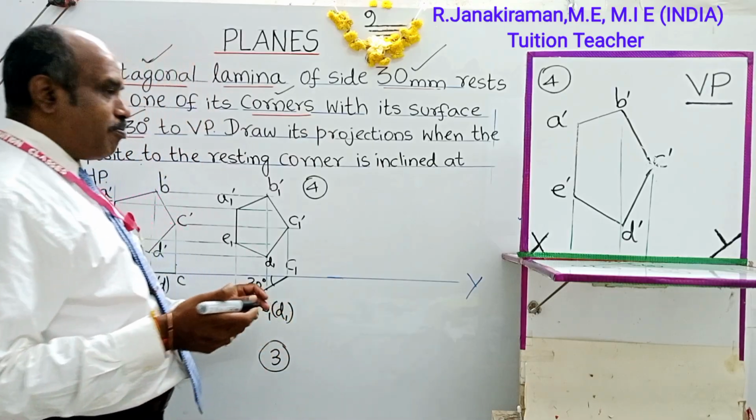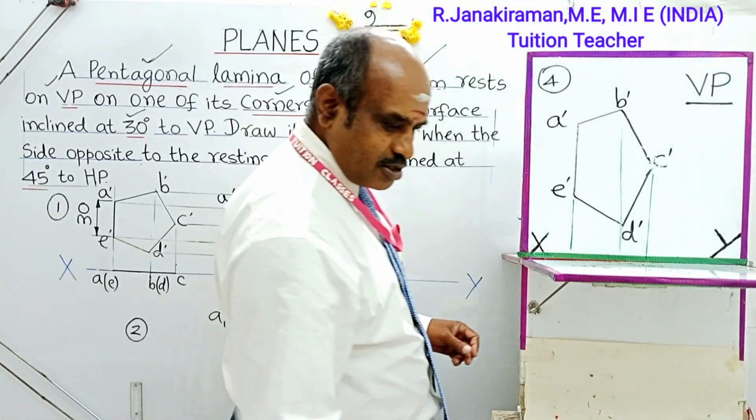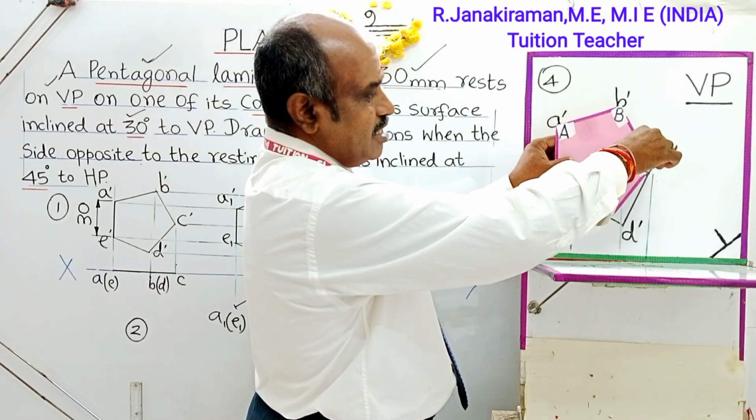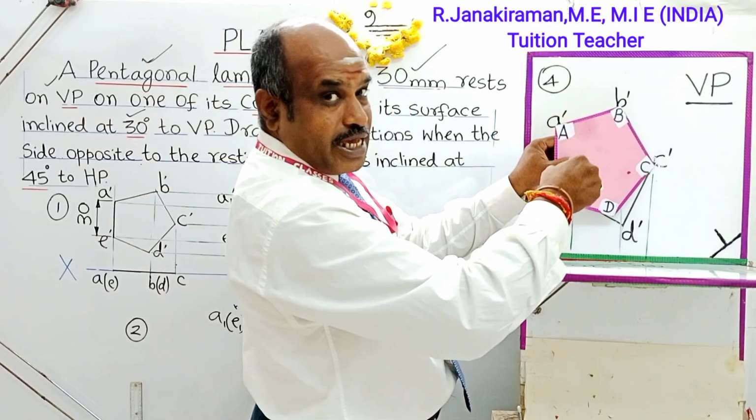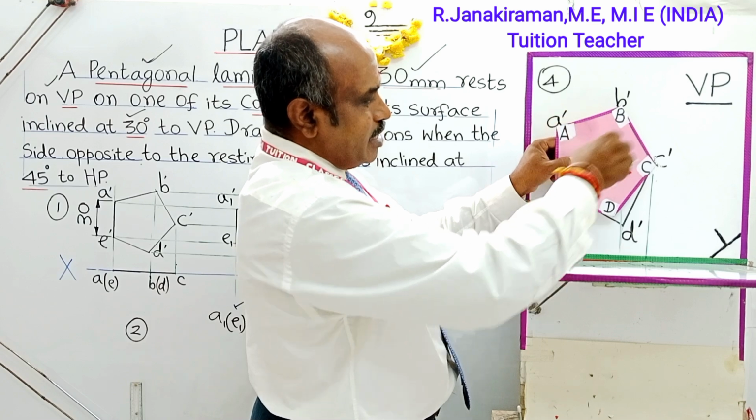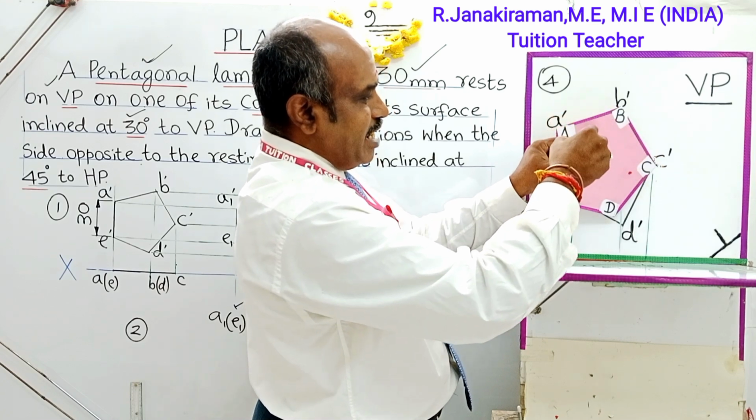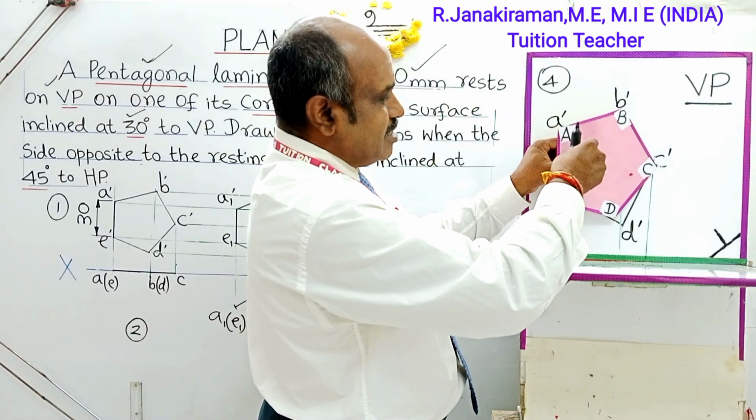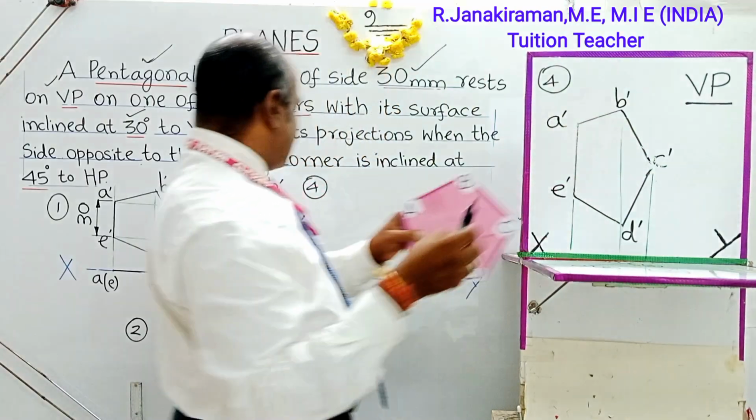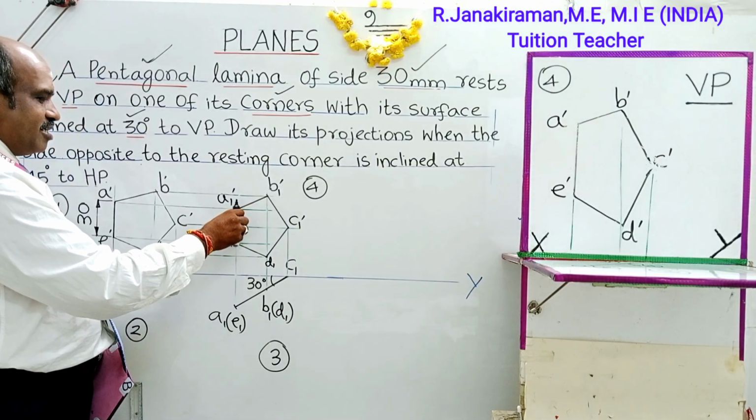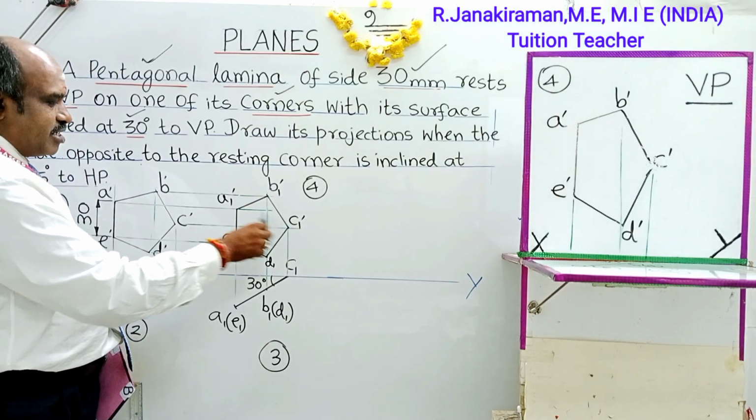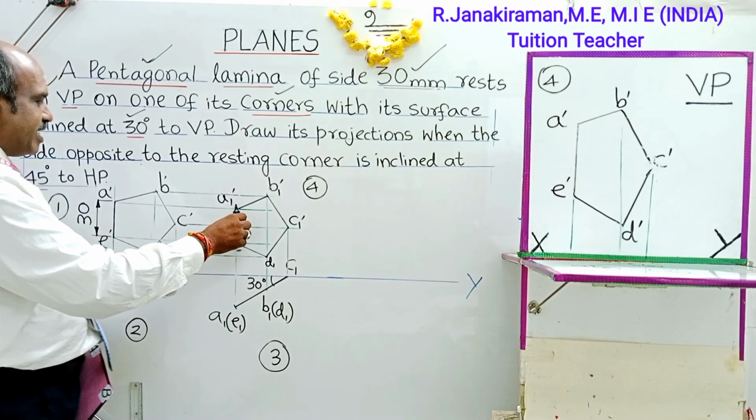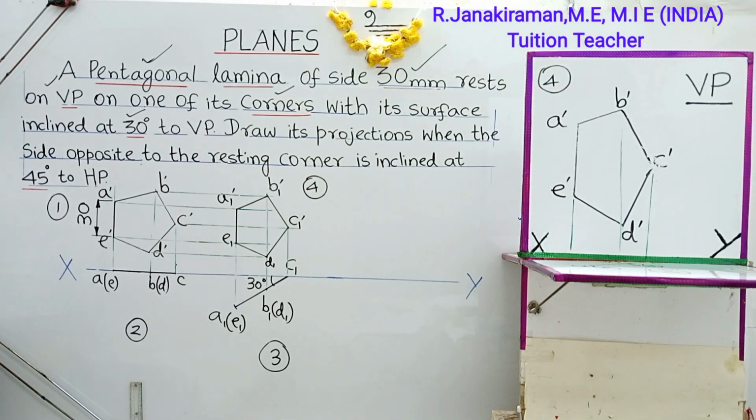So what is the side opposite to the resting corner? This is the resting corner C. Okay, AE is the side opposite to the resting corner. Understand? It is to be inclined at an angle of 45 degrees to HP as per the question. Here is the diagram. In the diagram, AE, the side or edge opposite to the resting corner, is vertical, or perpendicular to the XY line, and is to be inclined at an angle of 45 degrees to HP. That is its meaning.